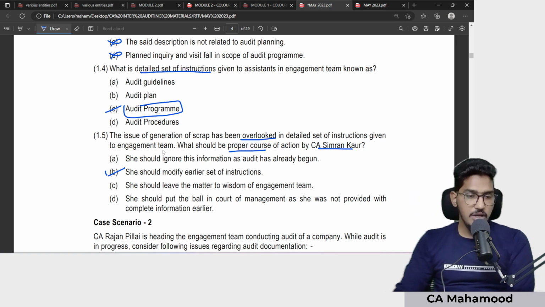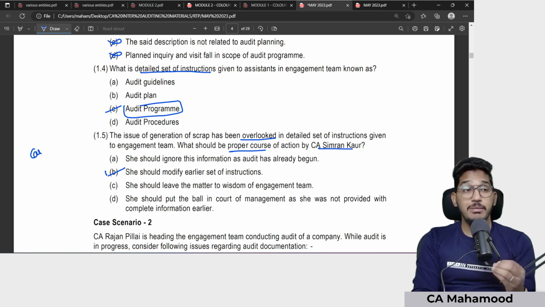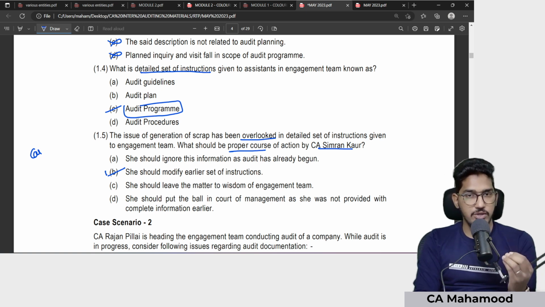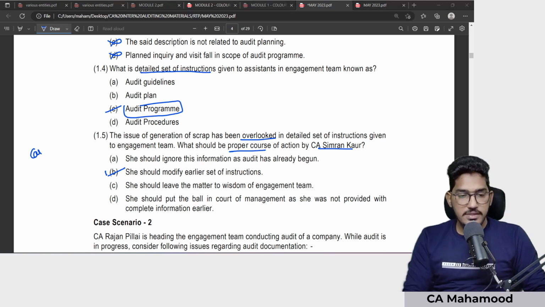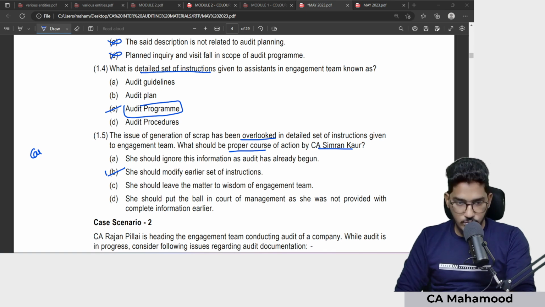Clear? So this is case scenario number 1. Hope you all have understood this. So the main agenda is to make you familiar with this kind of case scenario questions. So I hope everybody has understood the case scenario and also the explanation to the questions and answers out of that case scenario. Clear everybody? Let us now have a look at case scenario 2.